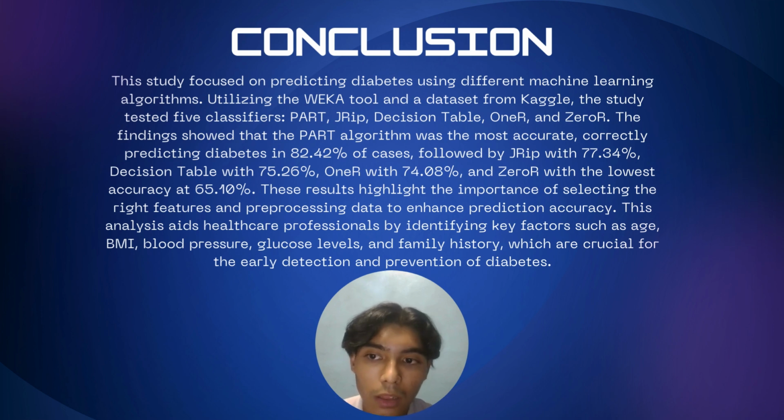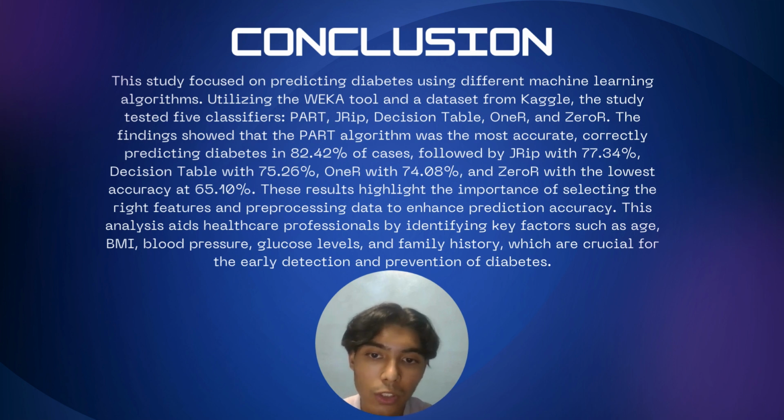Future work will aim to improve the accuracy of diabetes prediction models by fine-tuning algorithms and using cross-validation techniques. The dataset will be expanded to include more diverse and recent data, and additional medical and lifestyle attributes will be integrated to make the models more robust and generalizable. Research will also explore advanced machine learning and deep learning algorithms to enhance predictive performance.